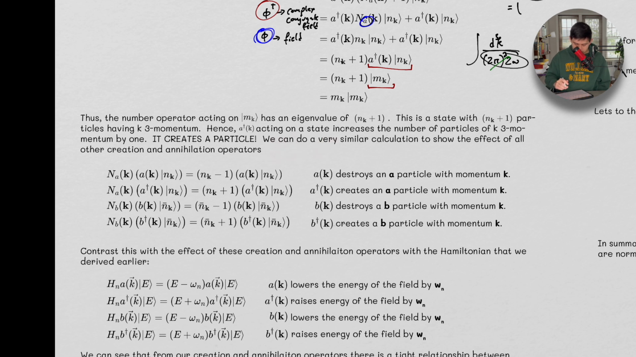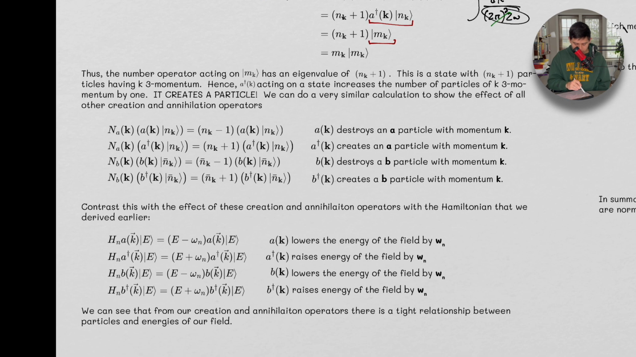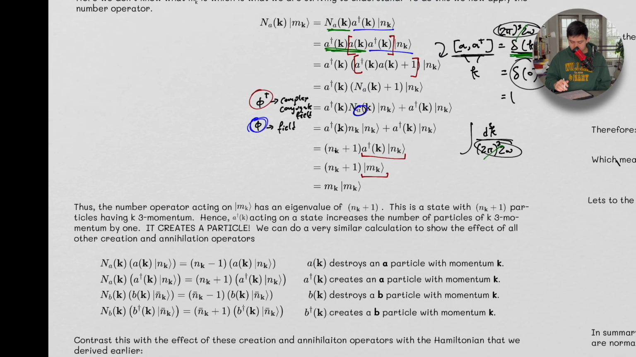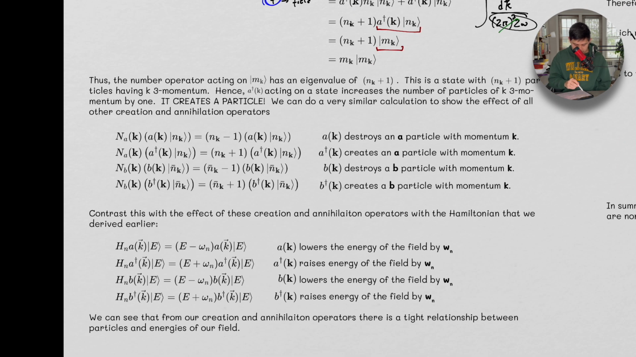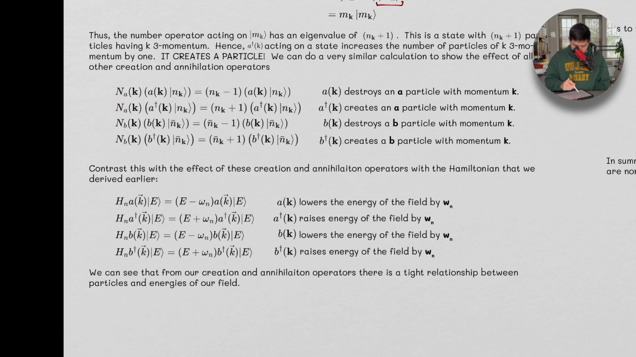So we can do a very similar calculation to show the effect of all the other creation and annihilation operators. So we can do the same exact procedure, and what we get is all of this, right? And what we're going to do is we can contrast all of these with all of these. We established these already, right? These are the creation and annihilation operators in the context of H. Here we have the creation and annihilation operators in the context of N.